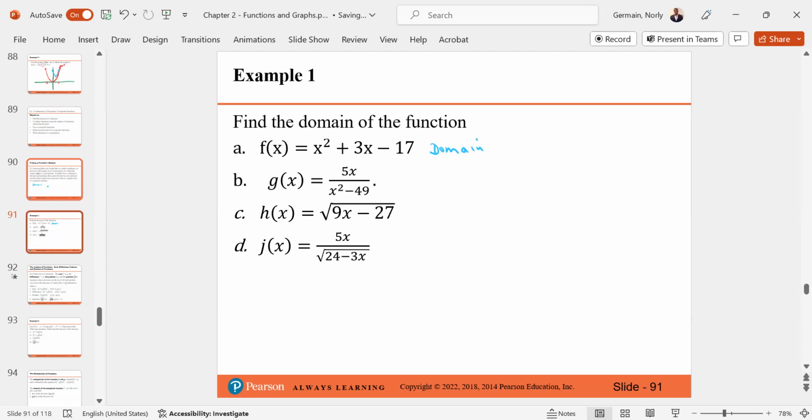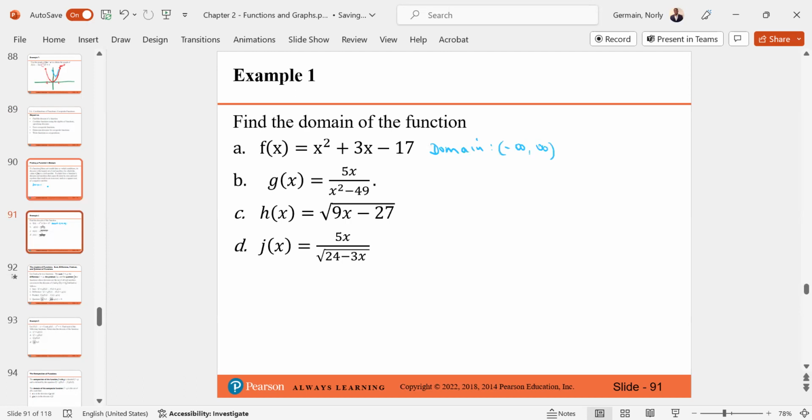You can write all real numbers, or usually we say negative infinity to infinity. There is no denominator. There is no square root. So we would say it's all real numbers. But B is different, it's giantly different, because if you look at B, there is a denominator. Now you need to identify what number would make the denominator equal to 0.